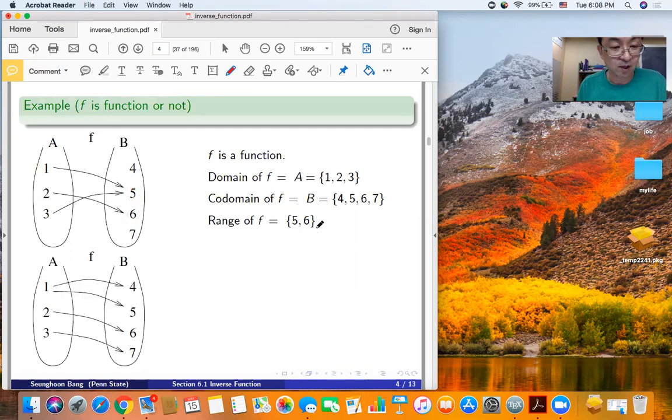The next one. Is this relation a function or not? Yes, the other guys are right. This is not a function, because 1 is going to 4 and 5. One number is going to two numbers, so it's not a function.